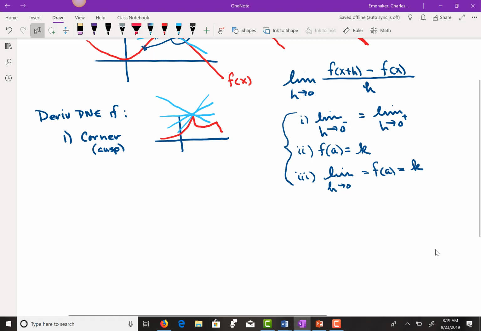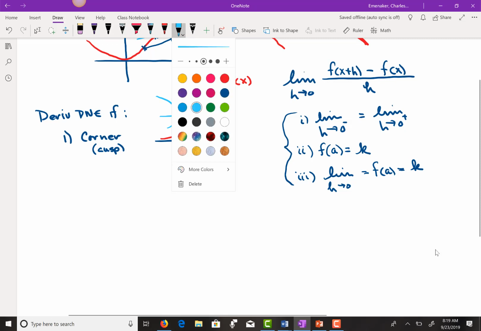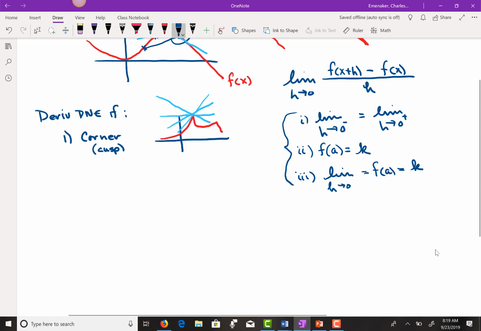The same thing happens at the corner, doesn't it? Do you see that you can get an infinite number of different tangent lines at that corner? Derivatives do not exist if you're at a corner. Derivatives do not exist if you're at a cusp. Second thing, derivatives do not exist if you're at a point of discontinuity.